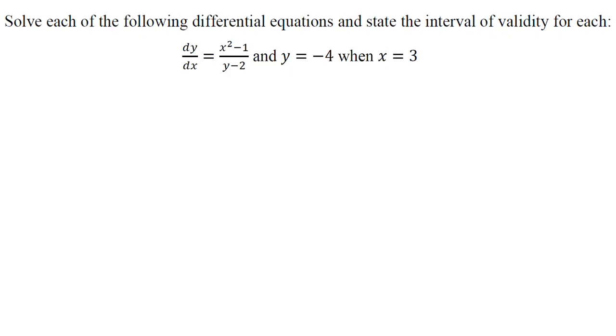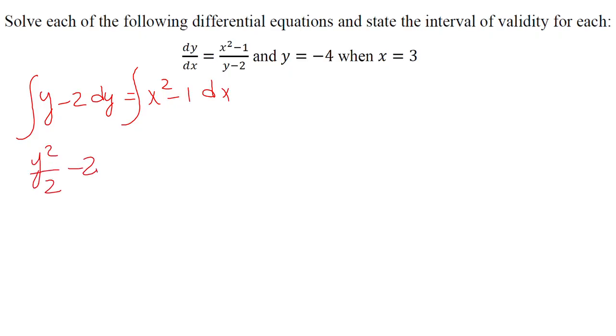All right, here is our last one. And so let's start by separating the variables here. We've got y minus 2 dy equals x squared minus 1 dx. We'll integrate both sides to get y squared over 2 minus 2y is equal to x cubed over 3 minus x plus some constant. We'll plug in our initial conditions that when y is negative 4, x is 3.